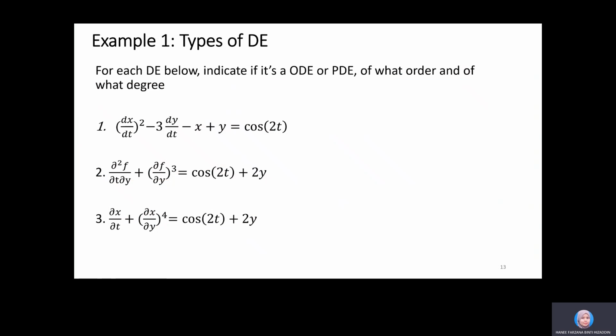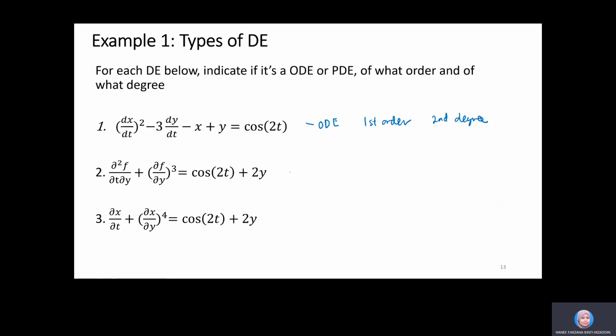Example 1, look at the types of ODE. For each differential equation below, indicate if it's an ODE or PDE, and of what order and what degree. Look at the first one. Is it an ODE or PDE? Since this is a recorded lecture, I'm just going to answer my own question. This is an ODE because it only has one independent variable, which is t, and the order is first order, and the degree is second degree.